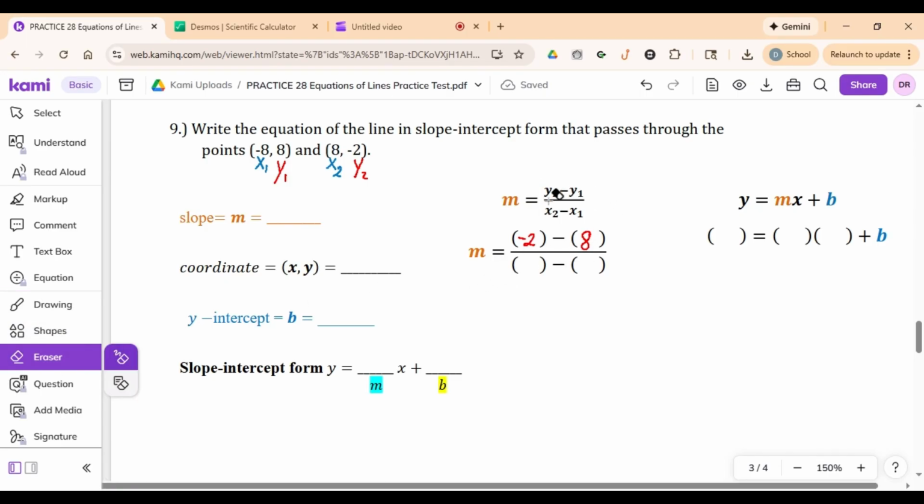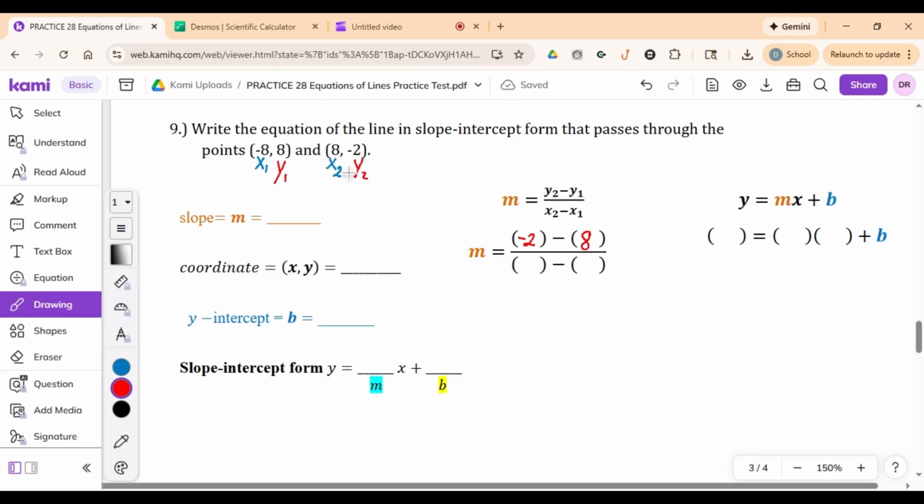Going back here, if we look at x2, it looks like that is also a +8. So we're going to put an 8 in this next spot. And then x number 1, that's -8. So we'll put a -8 here.